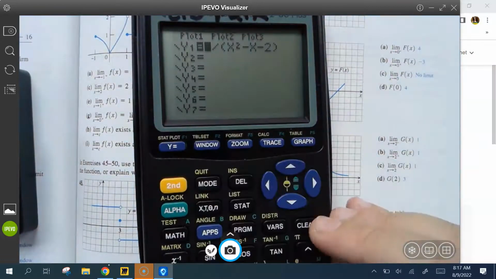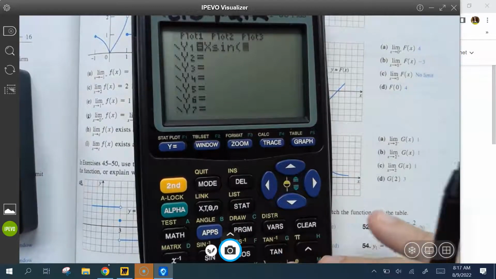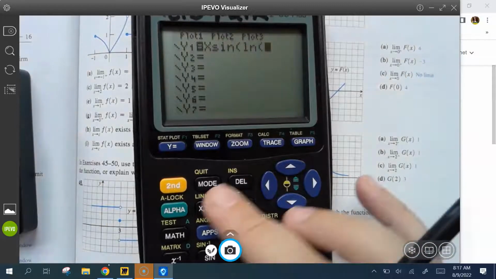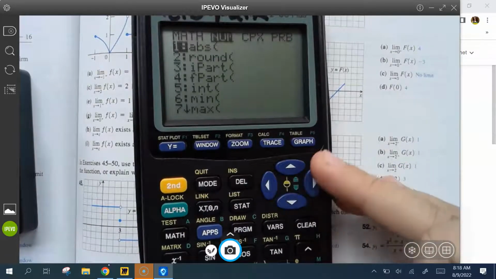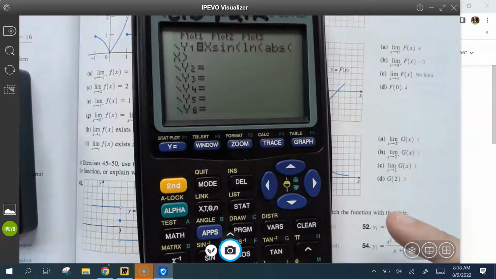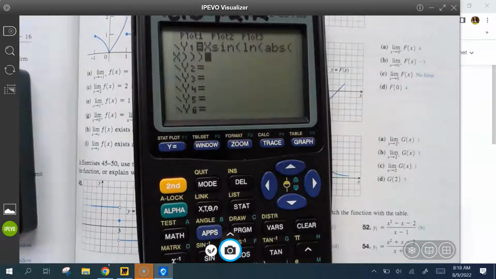Y'all see that? Sine of x, make sure you're in radians, remember. The natural log of the absolute value of x. So I'm going to close my absolute value, close my natural log, and close my sine. Right? 1, 2, 3, 1, 2, 3. x times the sine of the log of the absolute value of x. I think I'm going to try a zoom trig on this and see.